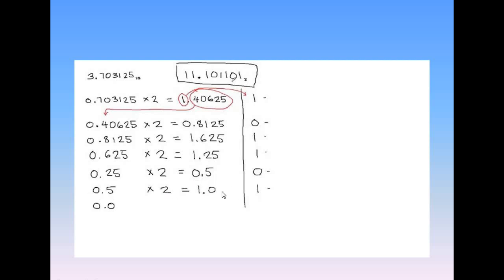0.5 into 2 gives us 1. And the whole number 1 is here. Finally remainder 0 is left. So we now have this number 101101 to the base 2 after the decimal point. Total number will be 11.101101 to the base 2.